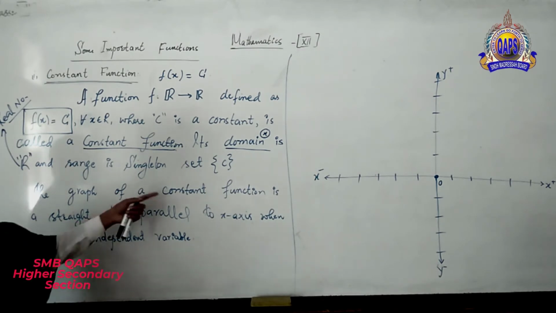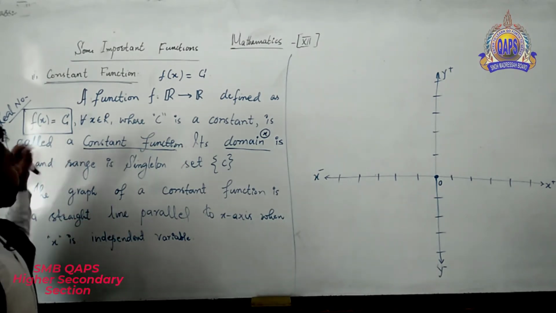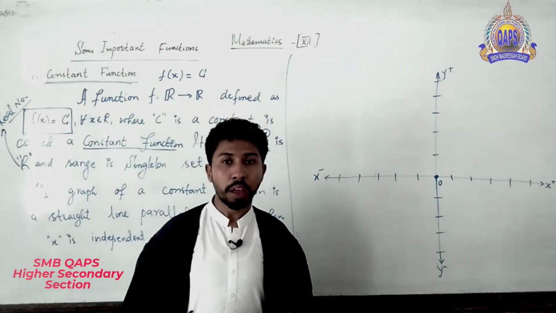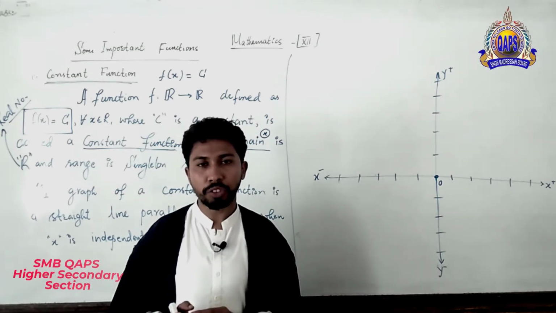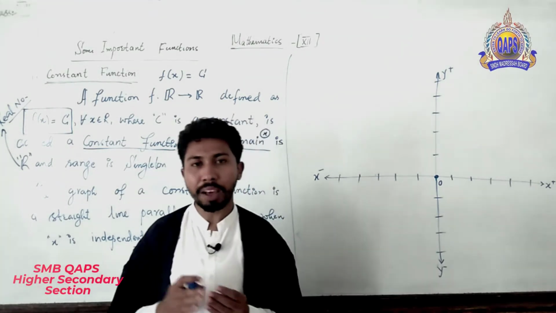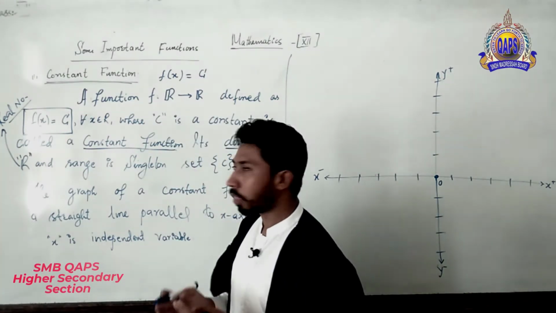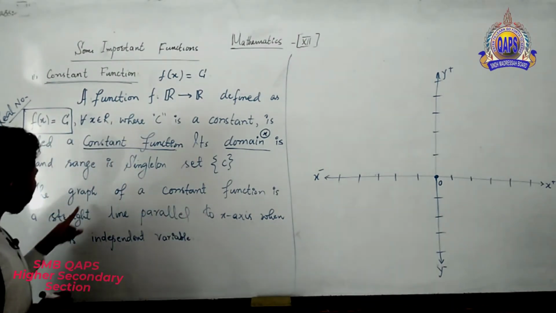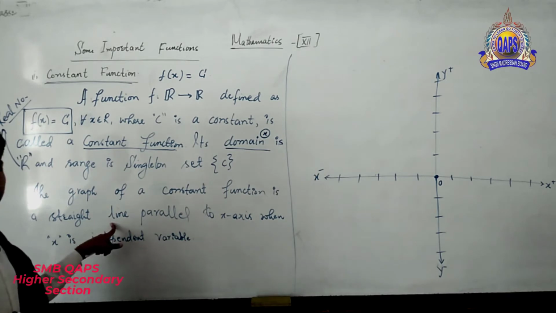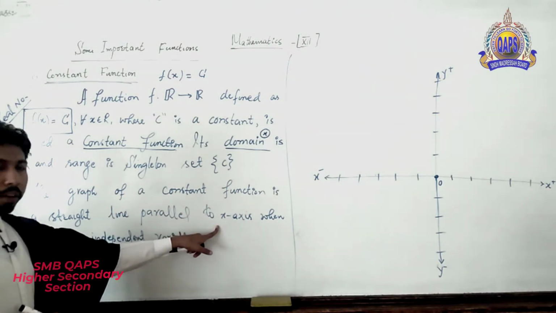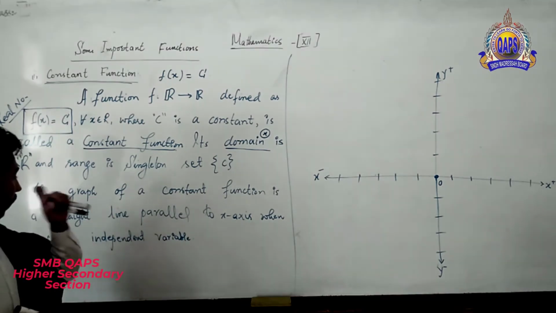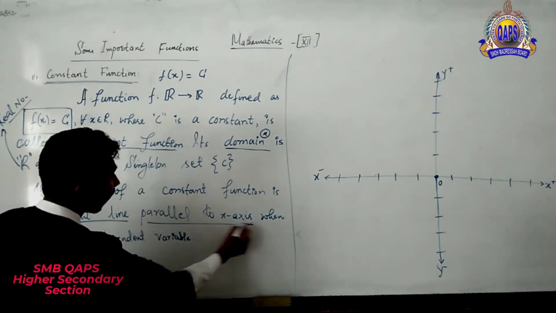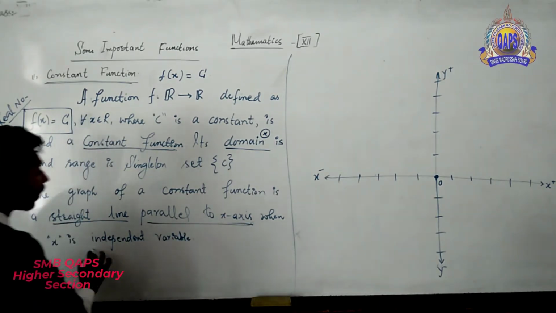The graph of the constant function: if we put any point, there is a combination of two sets, where the first represents the domain of the function and the second represents the codomain or range. The first one represents input and the second represents output. So, the graph of the constant function is a straight line parallel to the x-axis, when x is the independent variable.